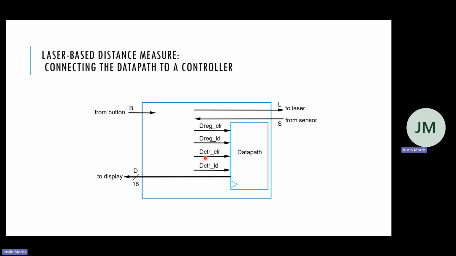So here's our data path. It requires input of the loads and clears for the registers. It's going to get those from the controller. And then the other thing that goes input into the controller is the button, as well as the sensor. Right? Because those are the things that are defining when we're moving to the next states. And then we have a clock. And we said it's 300 megahertz so that we match the speed of light. So we can just count the number of cycles.